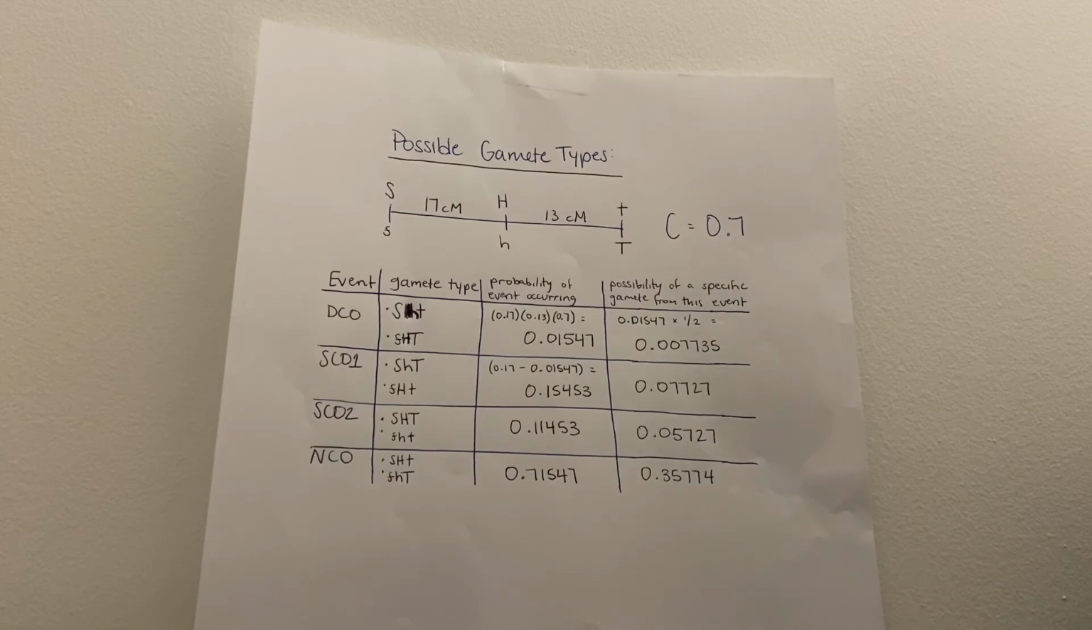Before I explain the outcome, I would like to remind everyone that the coat type and hair type loci are 17 centimorgans apart, with the hair type and disposition being 13 centimorgans apart. I have also included the coefficient of coincidence value, which I placed at 0.7.